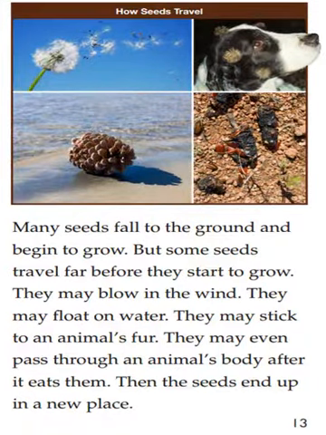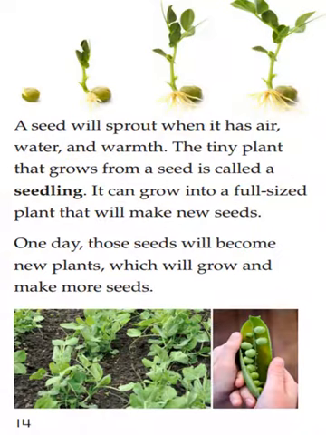Many seeds fall to the ground and begin to grow, but some seeds travel far before they start to grow. They may blow in the wind, they may float on water, they may stick to an animal's fur. They may even pass through an animal's body after it eats them. Then the seeds end up in a new place.